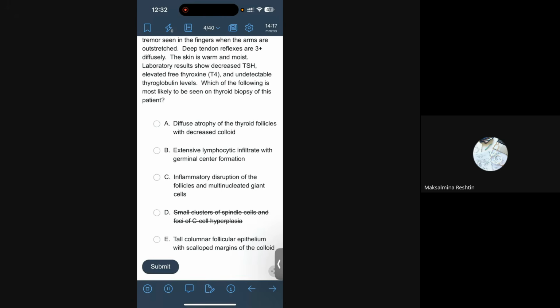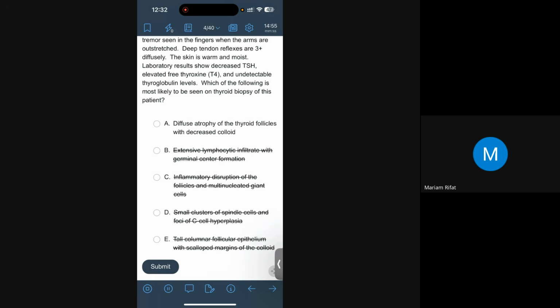Tall columnar follicular epithelium with scalloped margins of the colloid. Option E, diagnosis? Graves' disease. Very good. Multinucleated giant cells and inflammatory disruption of the follicles: granulomatous inflammation of the thyroid, de Quervain thyroiditis. Very good. Extensive lymphocytic infiltrate with germinal centers: Hashimoto or postpartum thyroiditis.